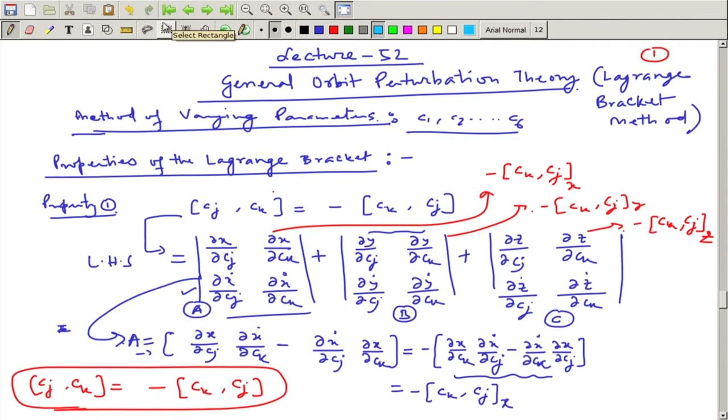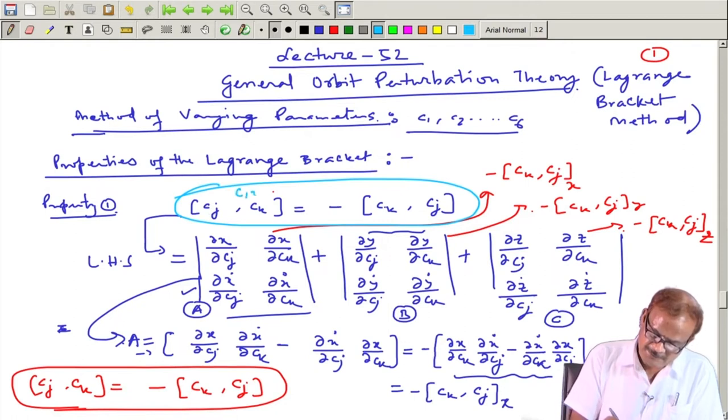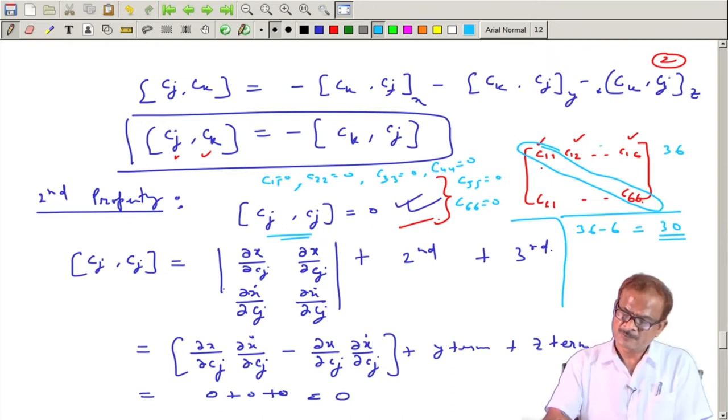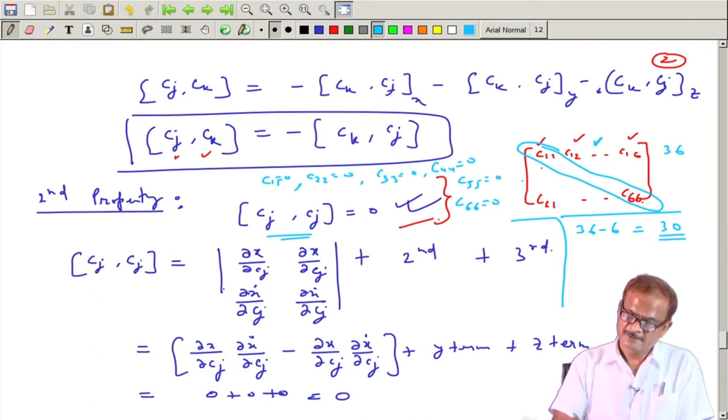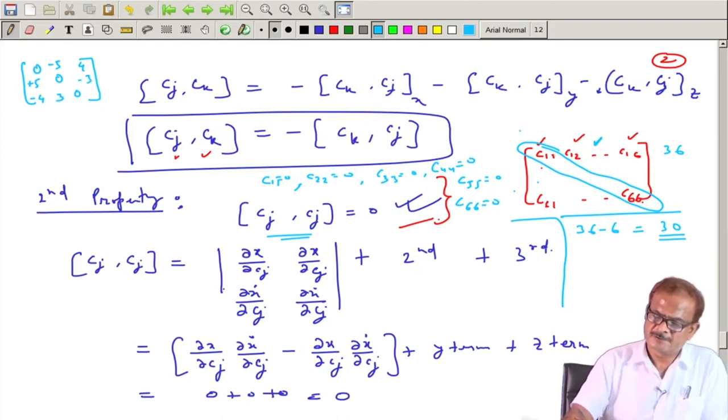In view of the first property, which we have written here, we can see that the Lagrange bracket, suppose we write this as just C_13, and on this side this will be minus C_31. Okay. So, in view of the first property, the elements of this matrix on this side will be negative of the elements on this side. So, if I write it, say for a 3 by 3 matrix, it appears like this. Suppose this is minus 5, so this will be plus 5. If this is 4, so this will be minus 4. If this is minus 3, so this will be 3. So, this forms a skew symmetric matrix.